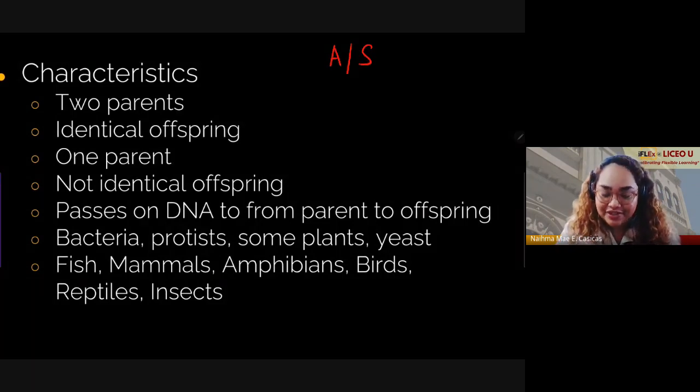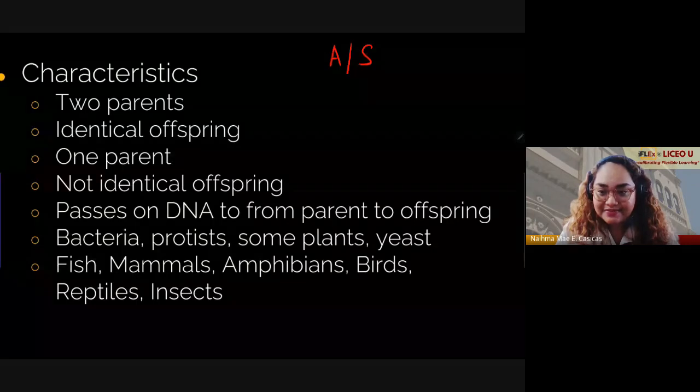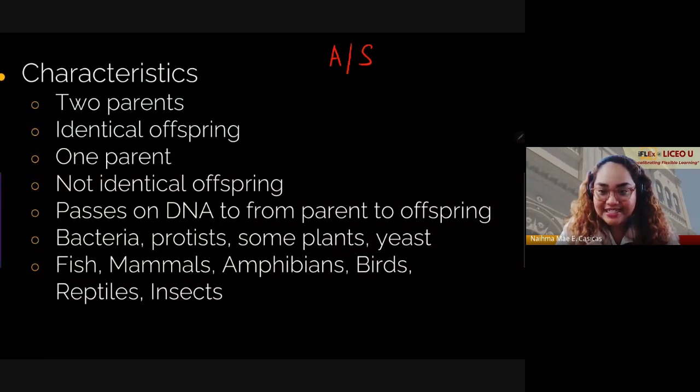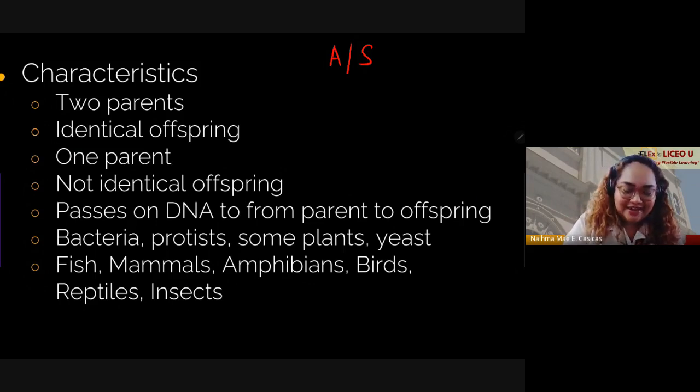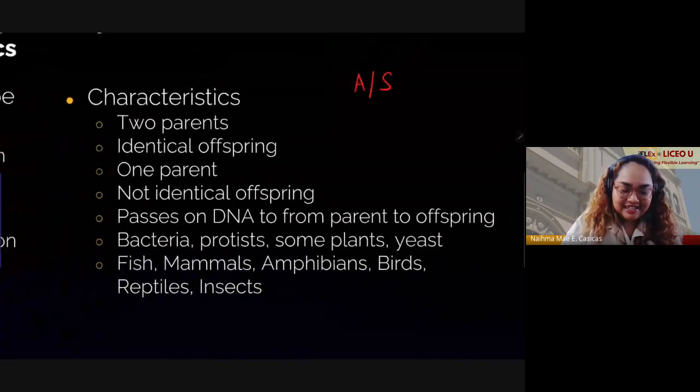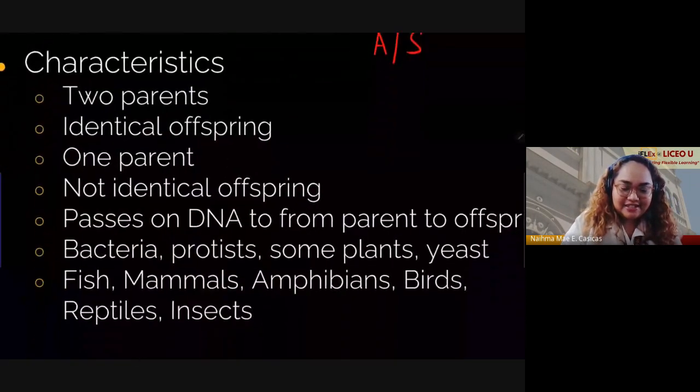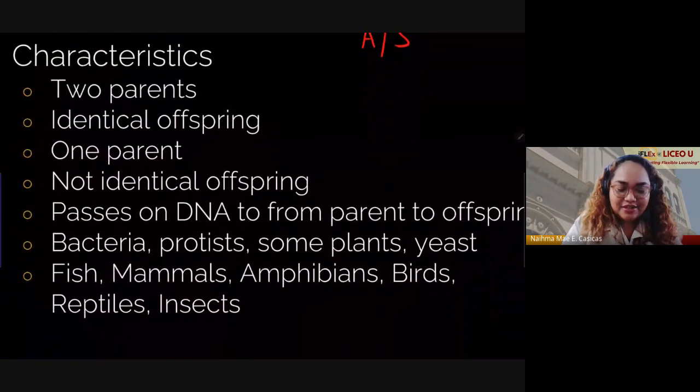This type of reproduction involves two parents. What is this? S, S, S. All right. That is correct. It is indeed sexual. So sexual reproduction involves two parents.